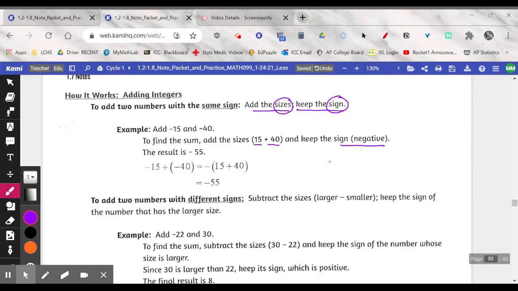And that goes the same if you were adding two positive numbers. So let's say we're adding 10 and 11. You would keep the sign and add the sizes. So it would just be 21 like you already know.